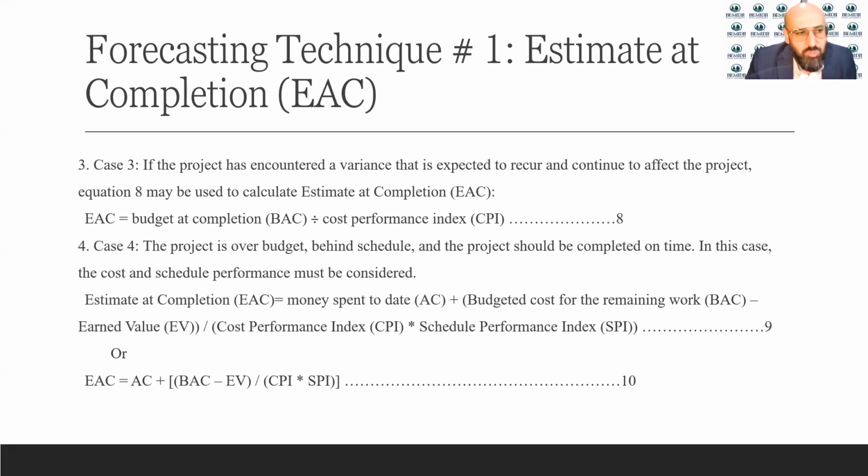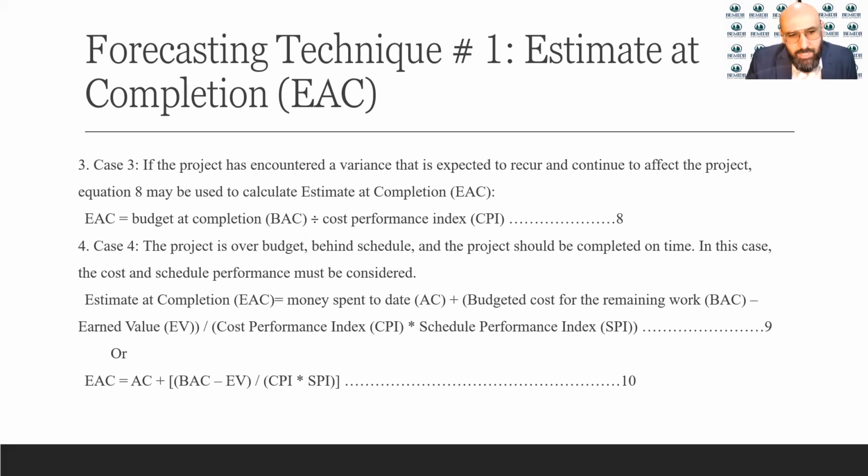So what you have to do is use this estimate at completion, which is the money spent to date, the actual cost, plus the budgeted cost for the remaining work, the BAC, minus the earned value, all of this divided by the cost performance index, the CPI, times the schedule performance index, the SPI. Equation 10 will summarize this.